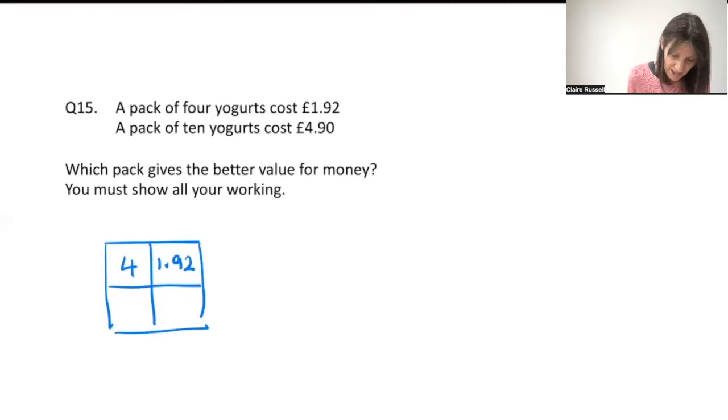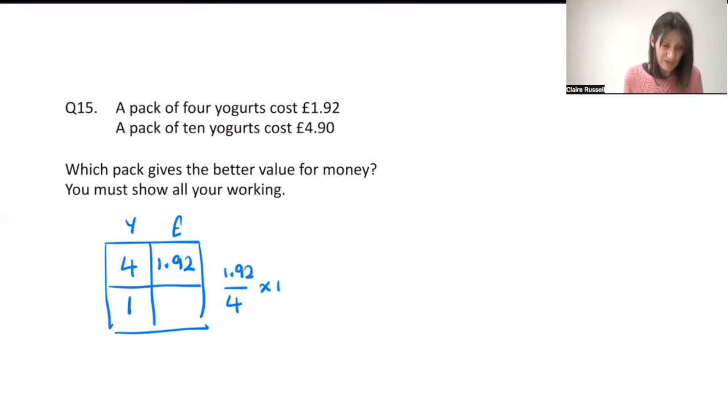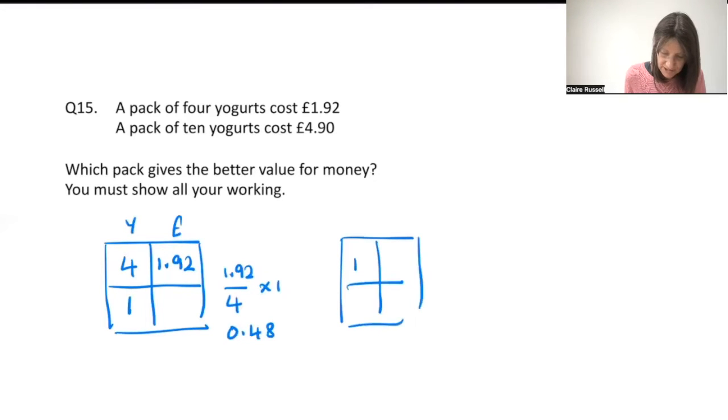So I've got my yogurts costing £1.92 here. So 4 is my trap number. And obviously timesing through by 1 makes no difference whatsoever. That is going to give me 0.48. Repeat the process with your 10 yogurts. So I've got 10 costing £4.90.